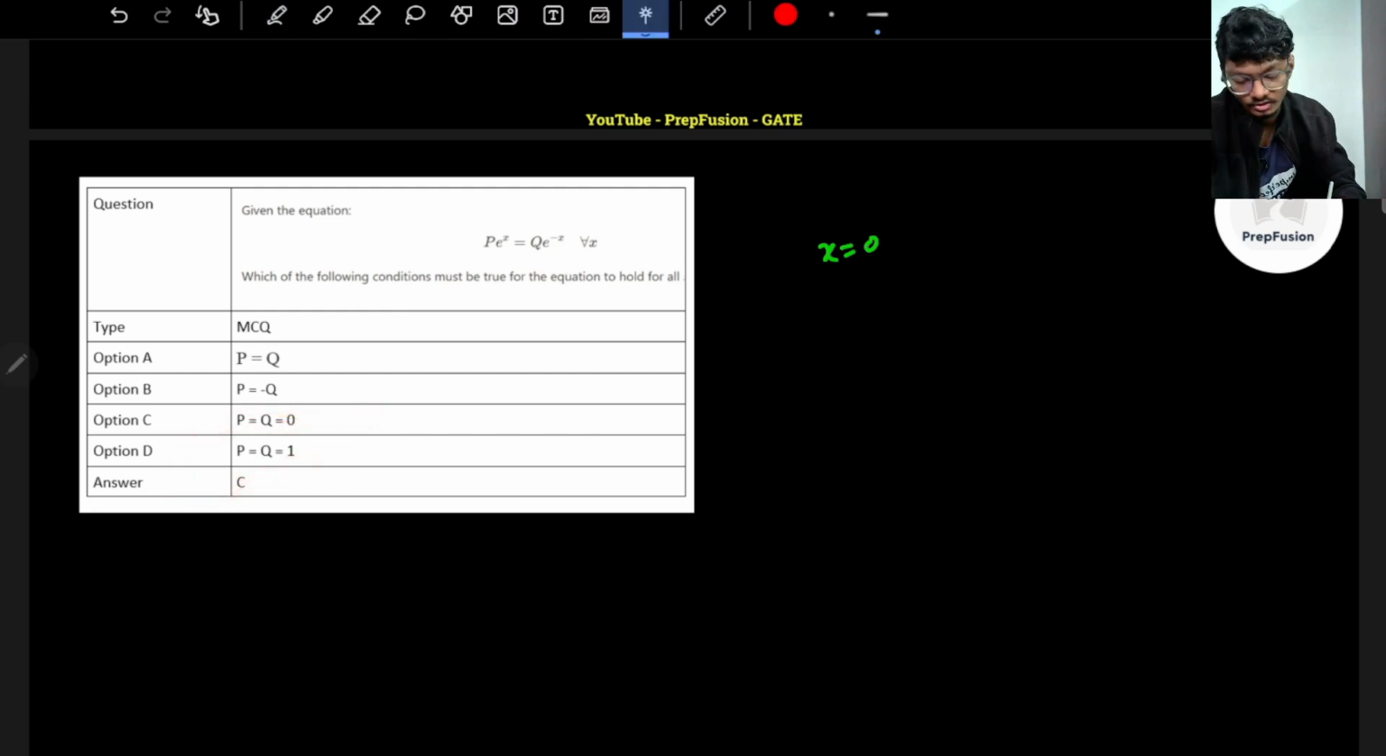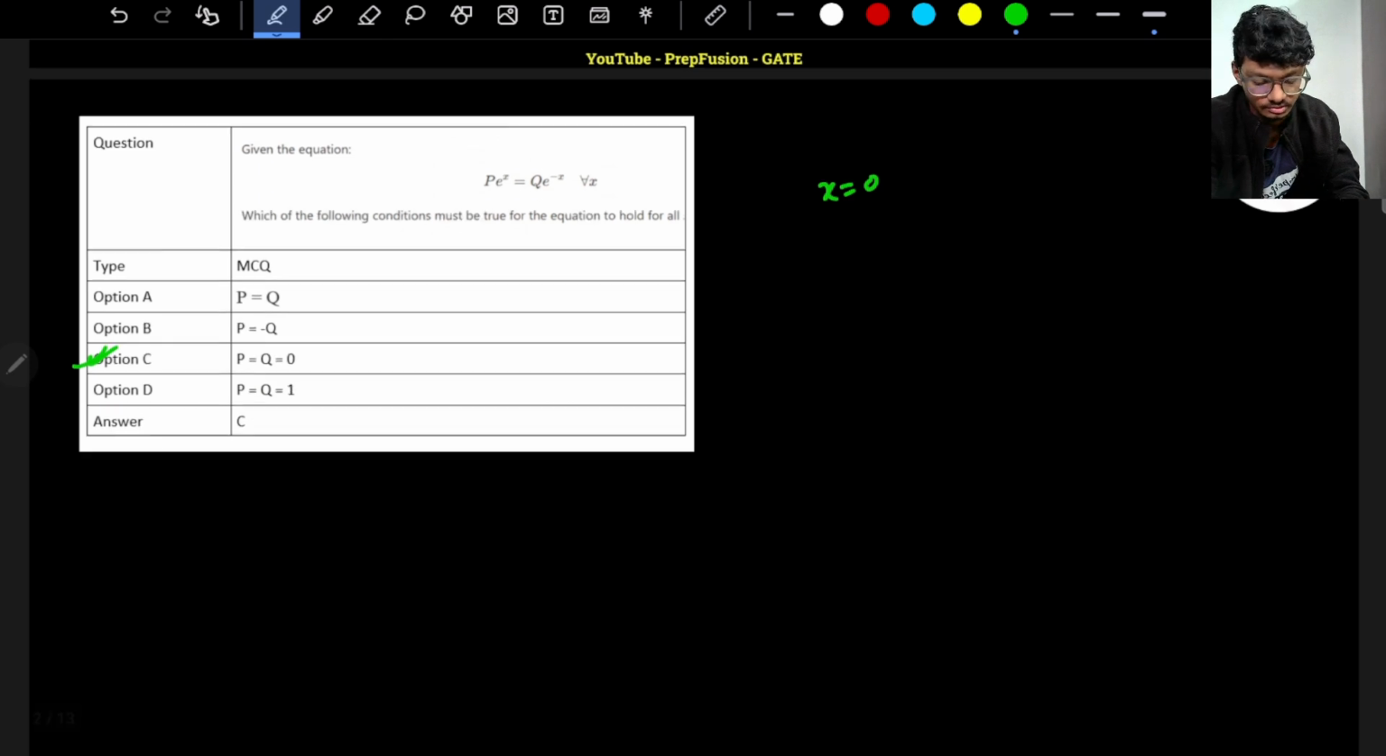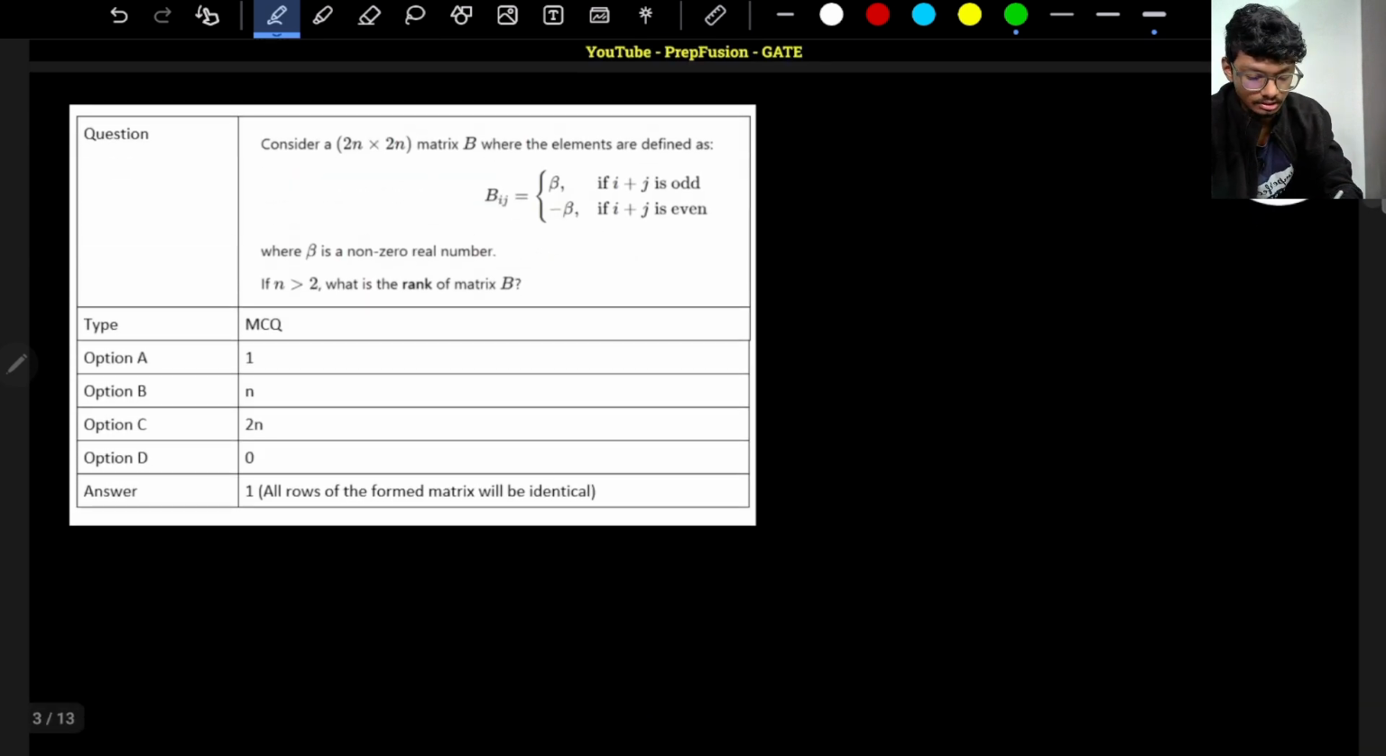But obviously they are telling me for all values of x. If p equals q equals 0, then only this equation will be satisfied, then 0 will be equal to 0, so the equation will always be satisfied no matter what value of x. So of course option C will be the correct answer of this question. This was a common sense question only. Okay, so let's solve the next question.